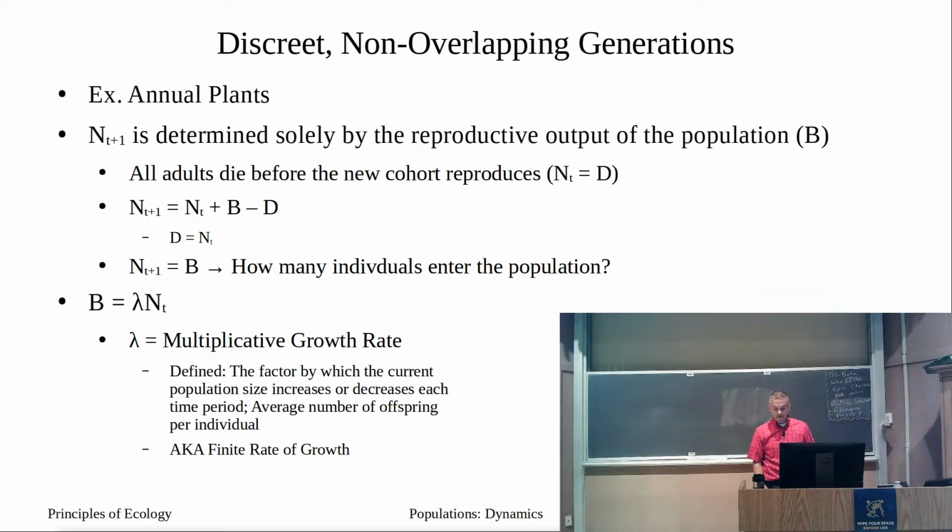Now B, remember, wasn't just our birth rate, like how many offspring are produced per individual. This is just how many individuals enter our population.